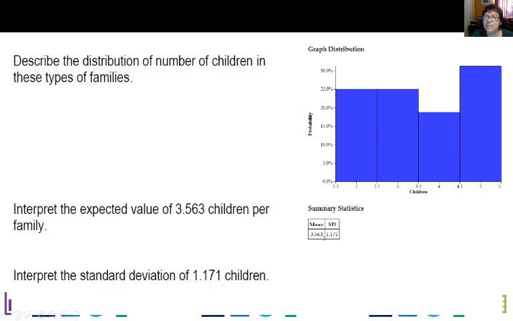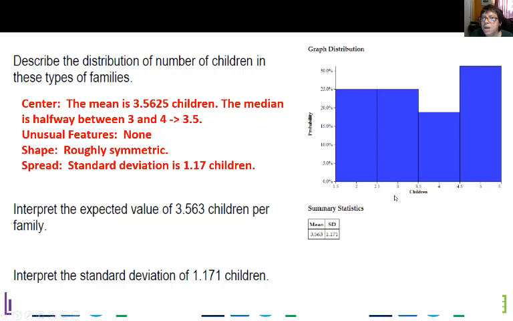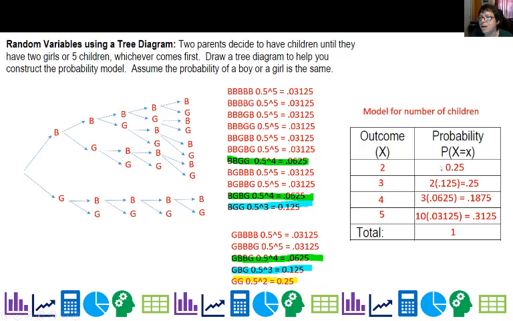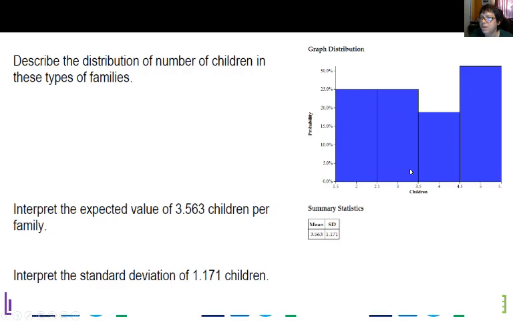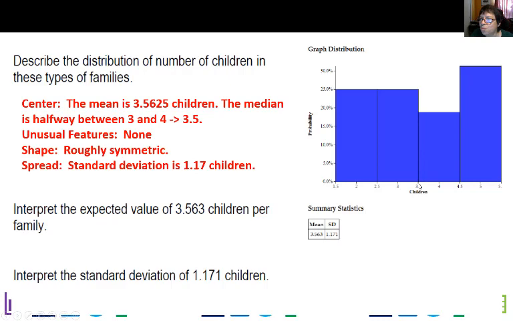All right, so here's the distribution that Statplet kicked out for me, and the mean is just over 3.5 kids, 3.563. So let's describe the distribution. The center is, there's my mean, and the median, believe it or not. The first 2, if you looked at that previous model here, we have 50% of the families nice and evenly split. See that? We got 25% have 2 kids, 25% have 3 kids, and then it gets kind of interesting here. So the median is right on that line between 3 and 4. So the median is halfway between 3 and 4, 3.5.